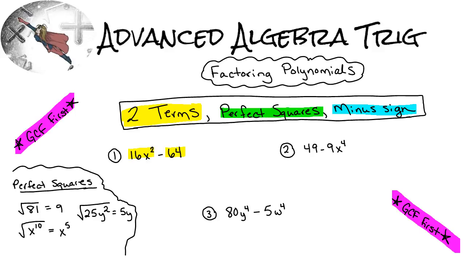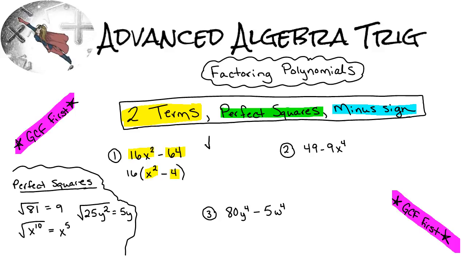So, 16x squared minus 64, both of those can be divided by 16, so I'm going to factor out a 16, which leaves x squared minus 4, because when you factor out a GCF, all you're doing is dividing it out. All right, now I still have two terms. I have an x squared and I have a 4 in here, and they are perfect squares. I can take their square roots.